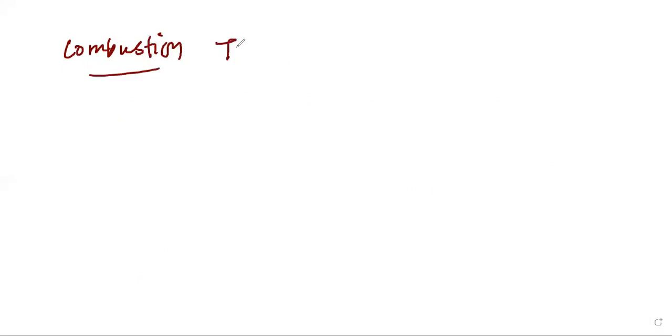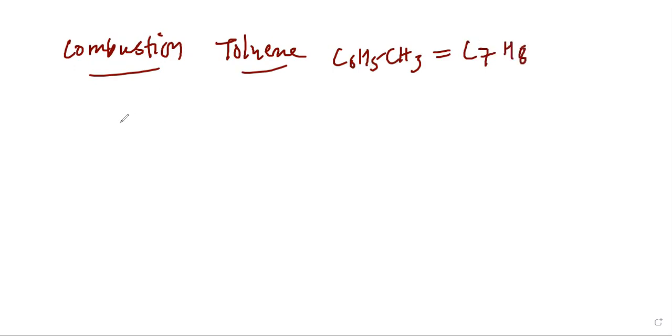So let us think about toluene. Your toluene is nothing but C6H5CH3, which you can easily write as C7H8. So let us go for it. We have C7H8: 5 plus 3 is 8, and 6 plus 1 is 7.